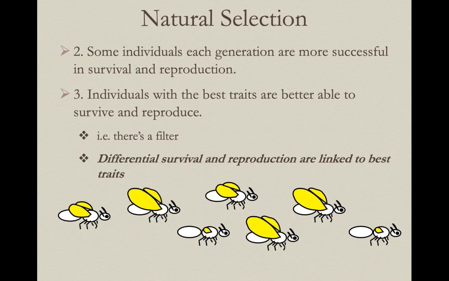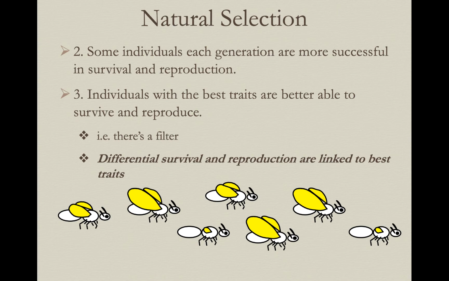Now, a second requirement for natural selection is that there is variation in survival and reproduction among the individuals that you're studying. And the third requirement for natural selection to be responsible for this variation in survival and reproduction is that there's differential survival and reproduction that is linked to the traits in question, such that individuals with the best traits have higher survival or higher reproduction or some combination of those, such that they pass on more copies of the genes associated with that adaptive trait.